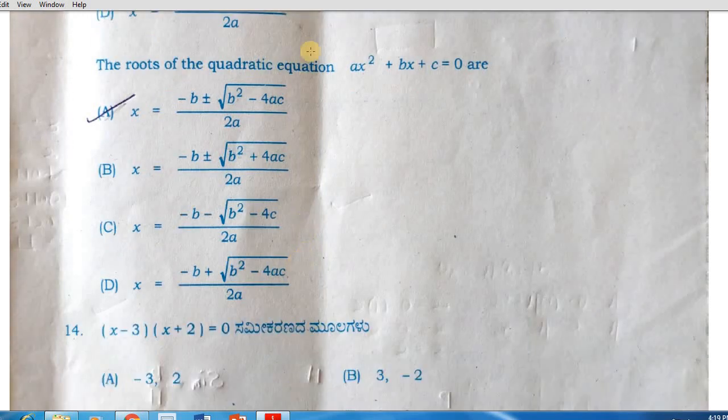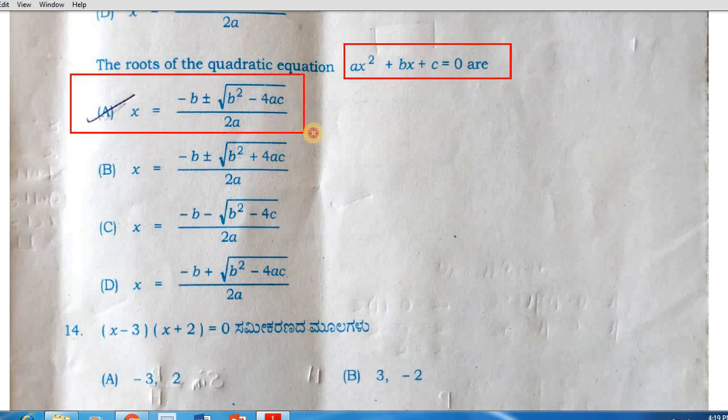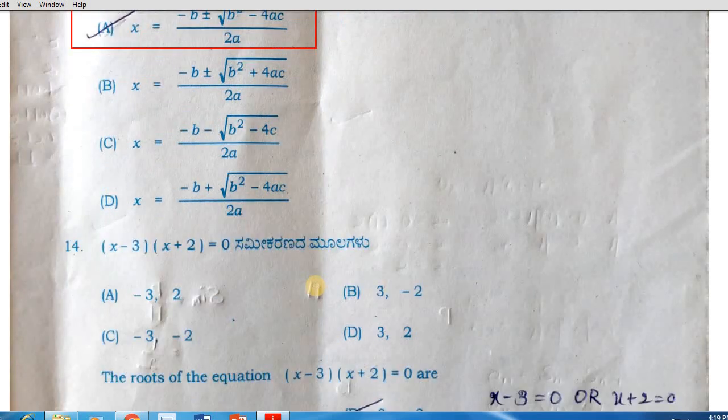Question number 13, children. The roots of the quadratic equation ax square plus bx plus c equals 0 are. The quadratic formula you want to write. Option A is right. Minus b plus or minus root of b square minus 4ac, by 2a.